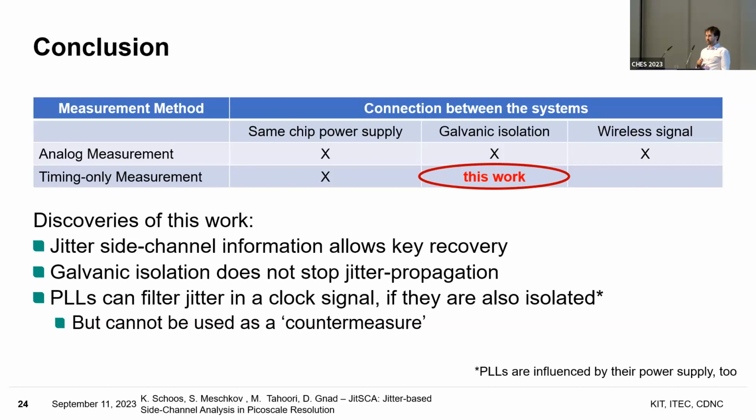And also galvanic isolation does not stop this jitter propagation, because if you have this isolator for HDMI, it's supposed to transport the initial signal in as good as possible quality, so it wouldn't necessarily filter this jitter, right? PLLs, however, can filter jitter, which only works for a clock signal, so this is not really a countermeasure for this problem. So there needs to be some other countermeasure.